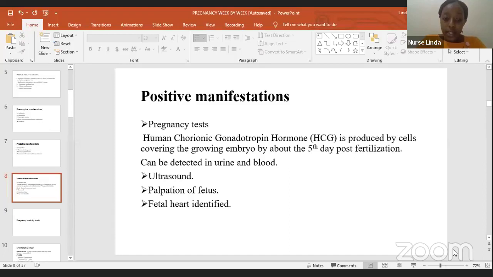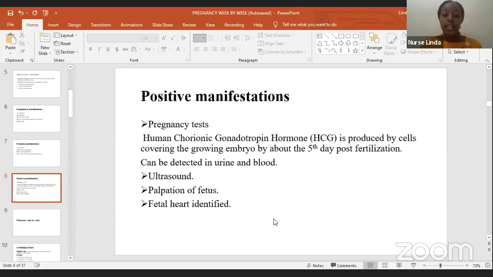So we have the ultrasound, and then we also have the palpation of the fetus. Palpation is basically touching around the woman's belly, and you can feel the fetal parts. So if fetal parts can be felt, it basically means we have a fetus.